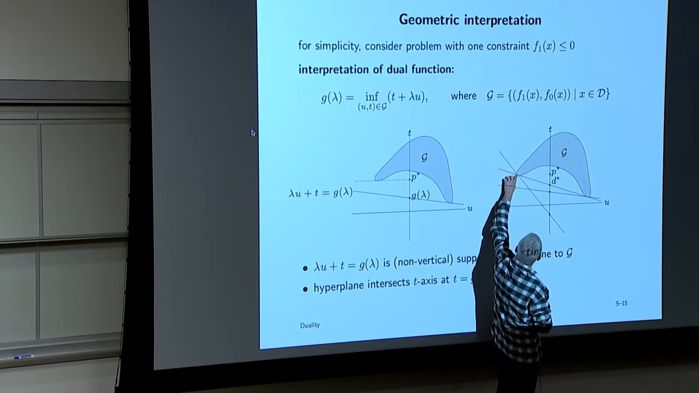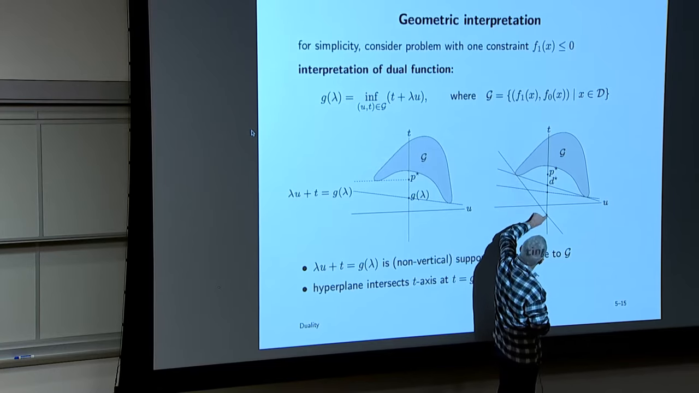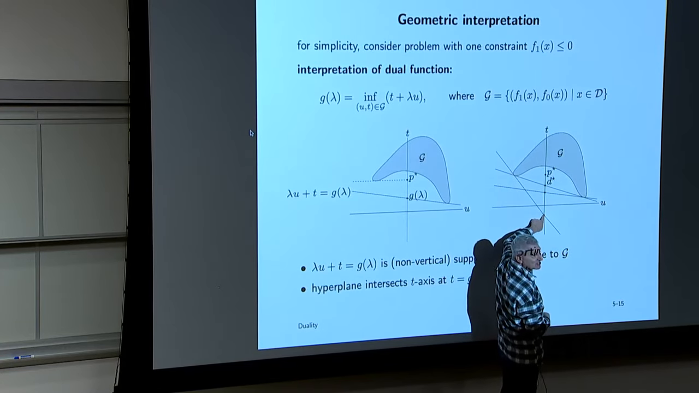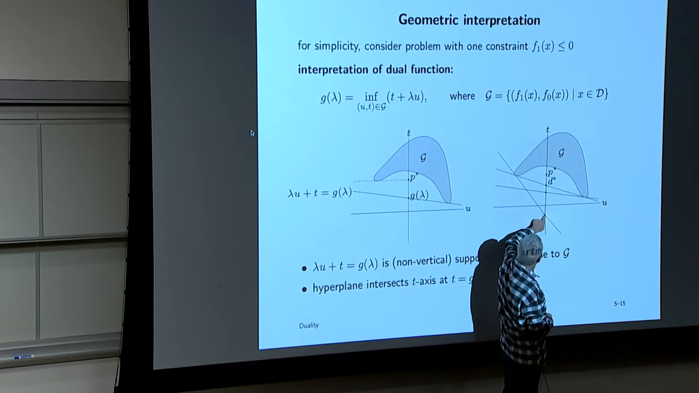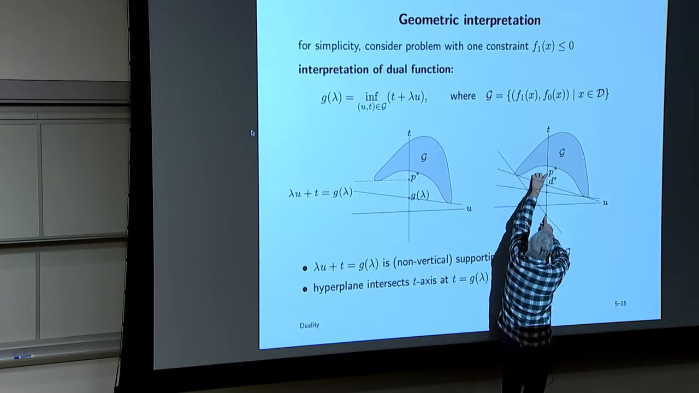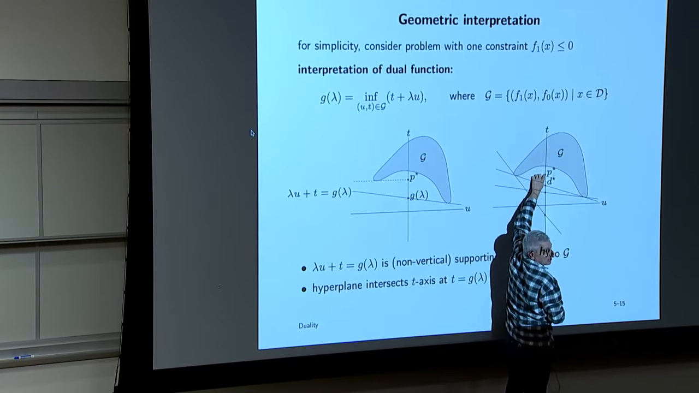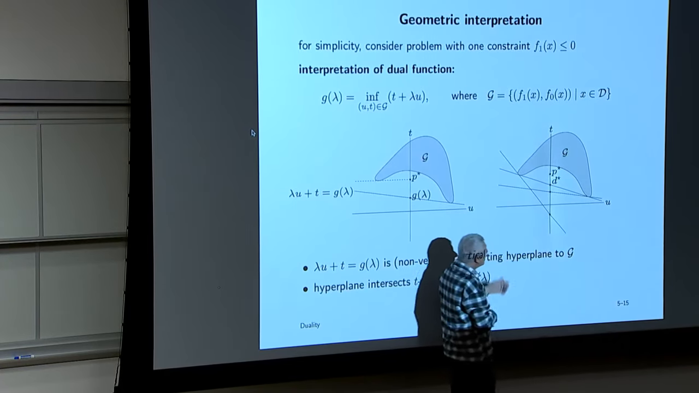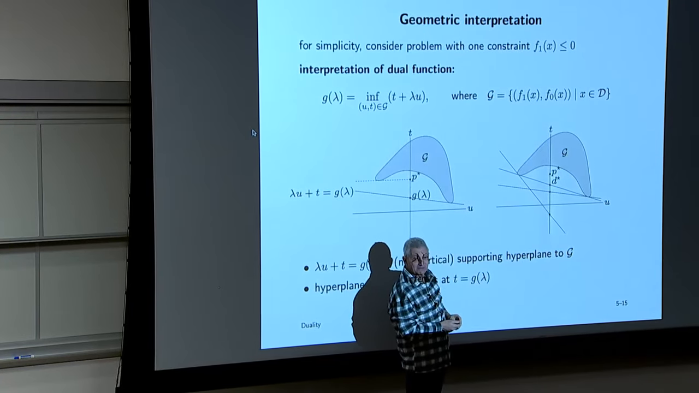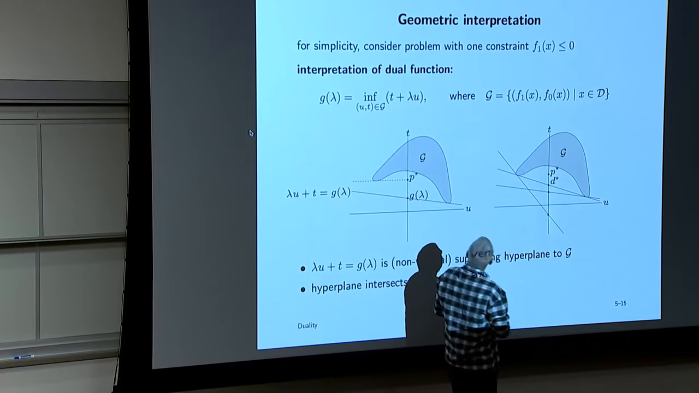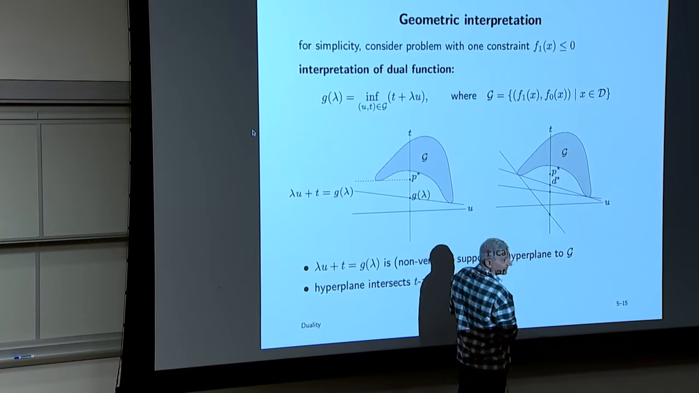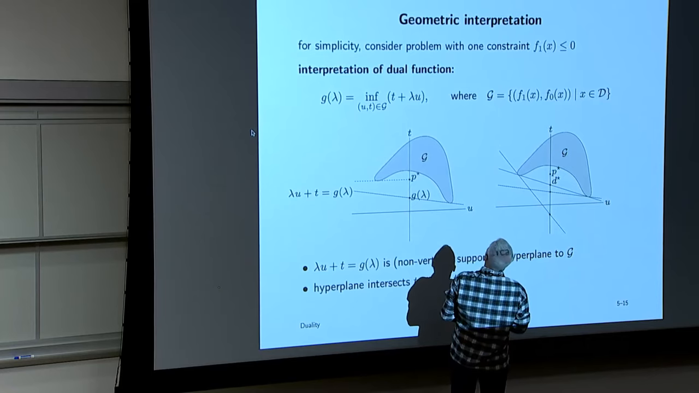It turns out that where this line just touches g and intersects this axis, that is g of lambda. And look at that, sure enough, g of lambda is less than or equal to p star. We knew that. It's a lower bound. Now I can picture in my head fiddling with lambda. If I made lambda super big, let's say, well, let me first figure out what it is.